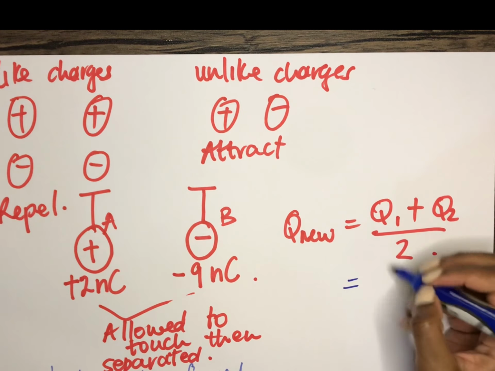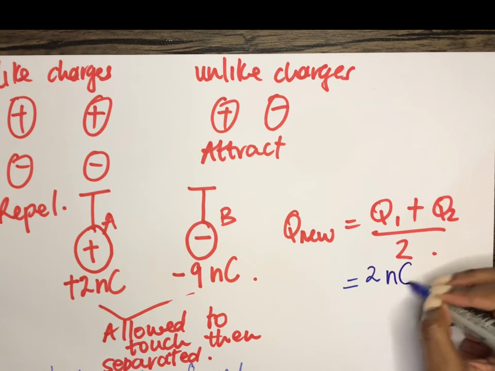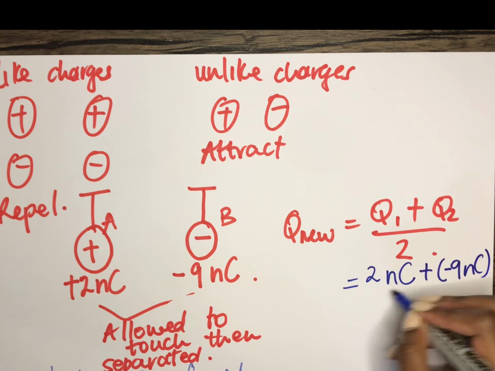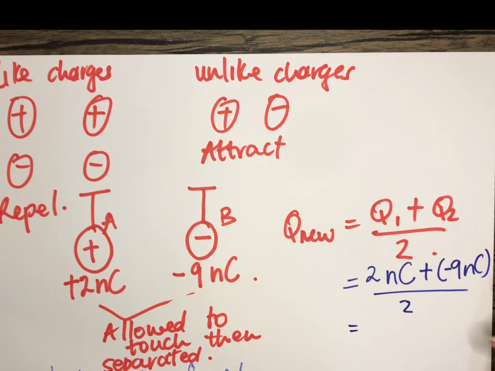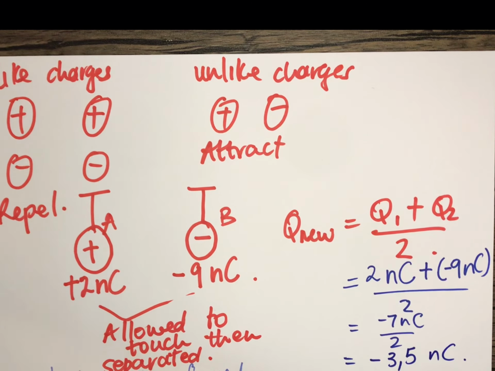Q1, let's say Q1 is 2 nanocoulombs and Q2 is -9 nanocoulombs, over 2. So you get 2 minus 9, which is -7 over 2. Then your final answer there would be -3.5 nanocoulombs. So remember that charge is not a vector, it's a scalar.